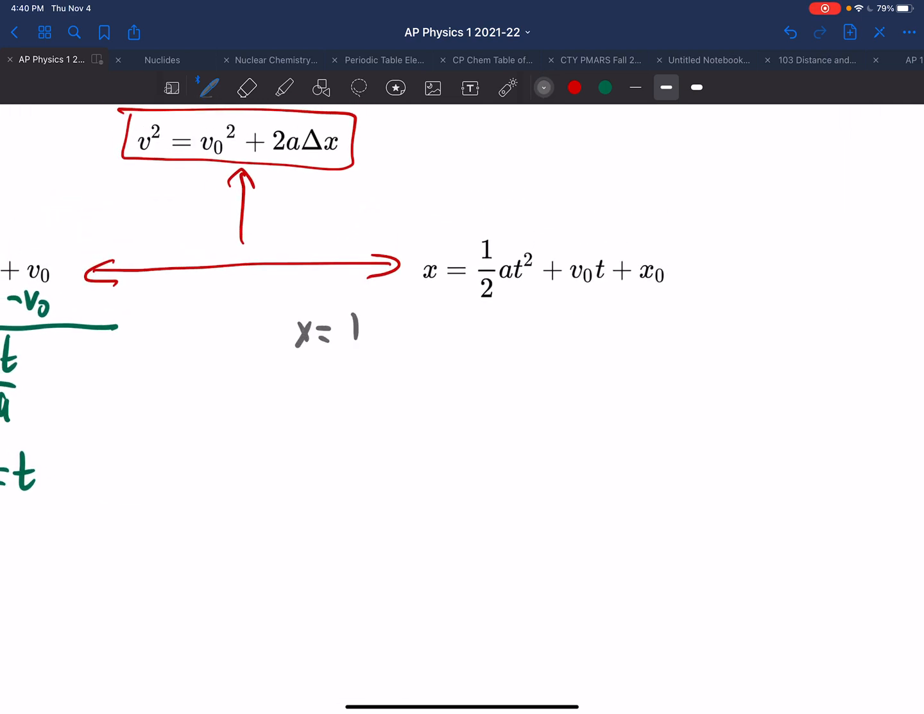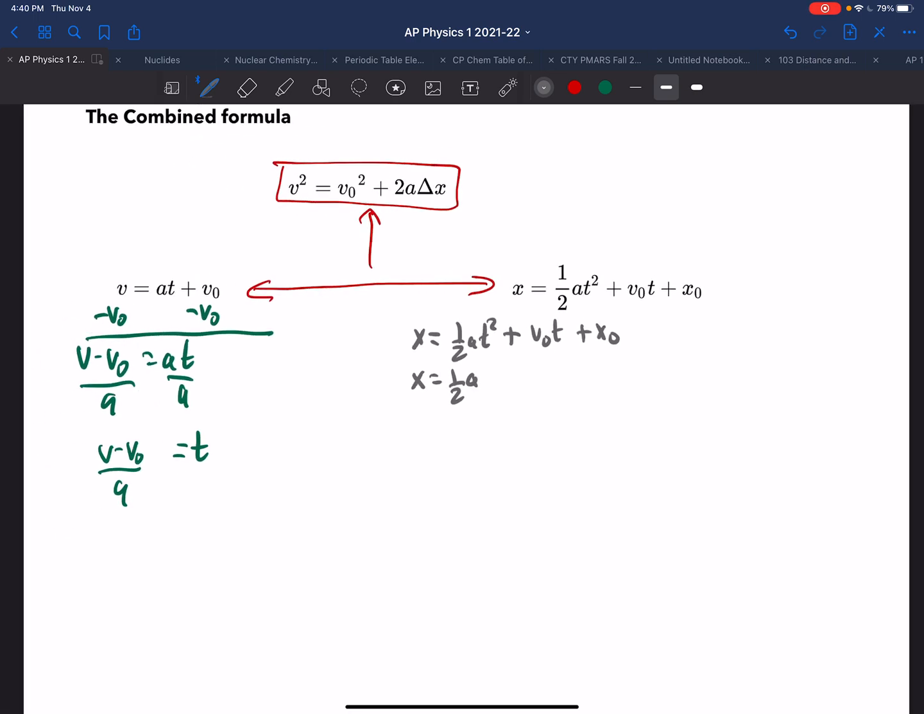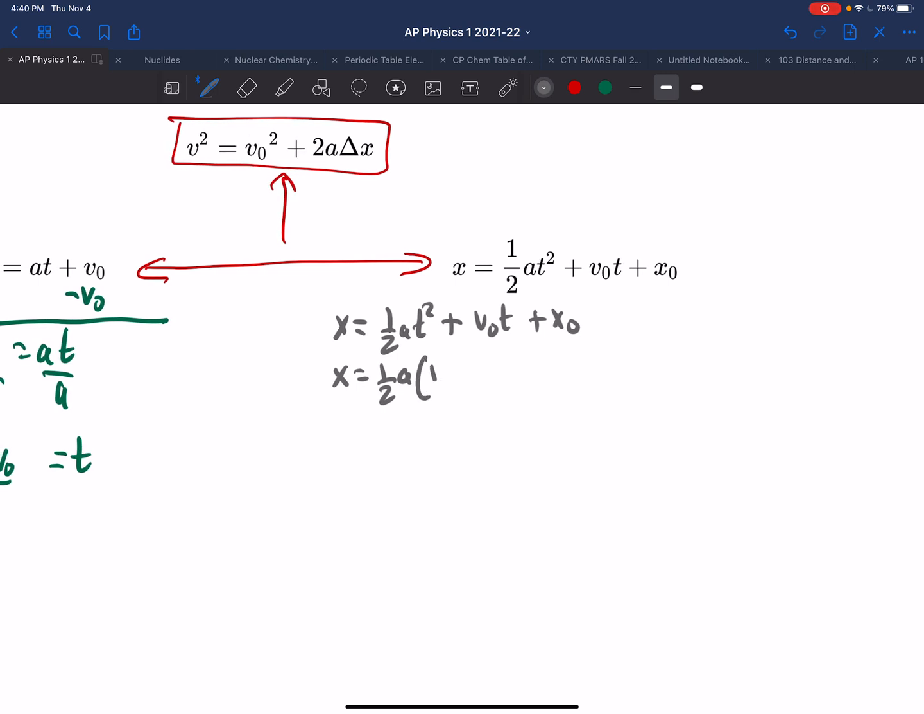So x equals 1/2 at squared plus v0t plus x naught. And we said that the t is v minus v0 over a. So v minus v0 over a squared, plus v0 times v minus v0 over a, plus x0. So already we can see this is going to become kind of a mess. So the next thing we might do in this next step is to get rid of this x0 on the one side.